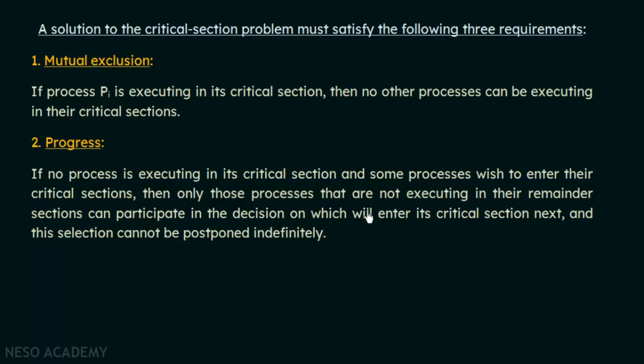So only those processes that are not executing in the remainder section of their codes can participate in the decision making process. And what is the decision making? We want to take the decision of which among the processes that wish to enter the critical section should actually enter the critical section. So in this decision making process, only those processes which are not executing in their remainder sections can participate.